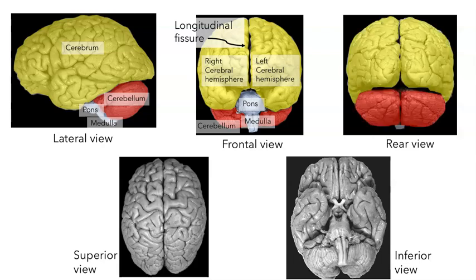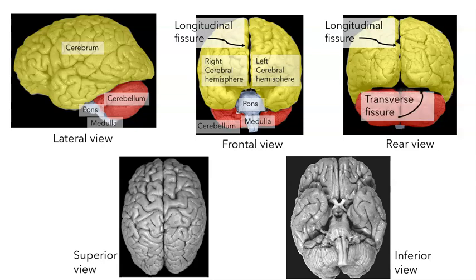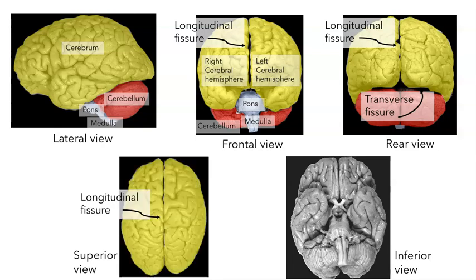We can see a lot of these structures from the rear view as well. Here's the longitudinal fissure, and now we can also see that between the cerebrum and the cerebellum there's another fissure. This is called the transverse fissure. In the superior view, we can see the longitudinal fissure. We can't see any of the cerebellum or the brainstem.